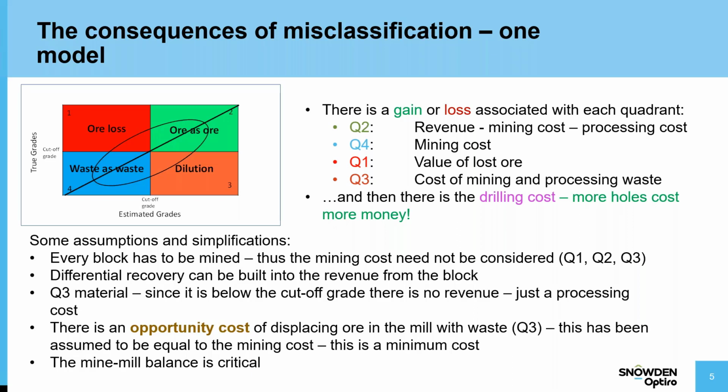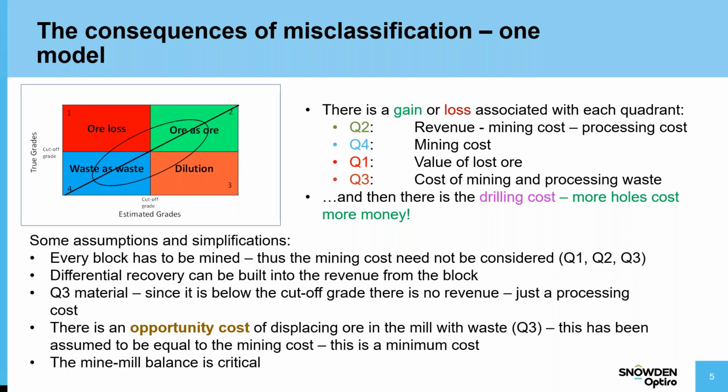And then, of course, what we're trying to optimize here is the drilling costs, and as you know, the more holes you drill, the more it's going to cost you. So we're looking to optimize the value of the drilling, and we're looking to compare the revenue. Now, there are quite a few assumptions and simplifications. For this exercise, the one that we made was that every block had to be mined. Therefore, we didn't necessarily need to consider the mining cost. It was constant, assuming that every block needed to be mined.